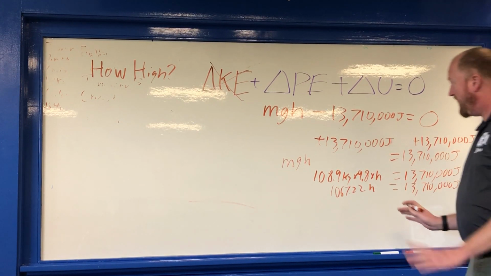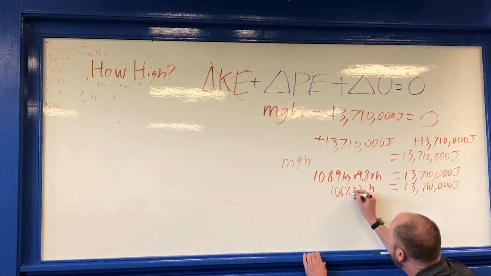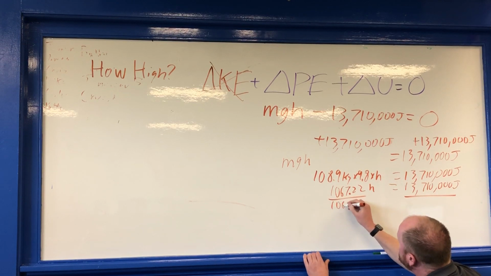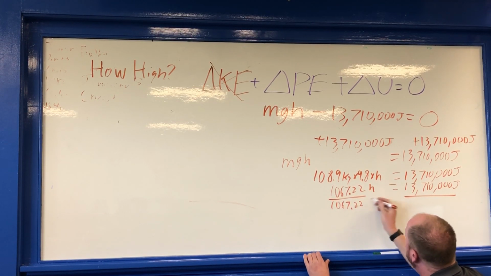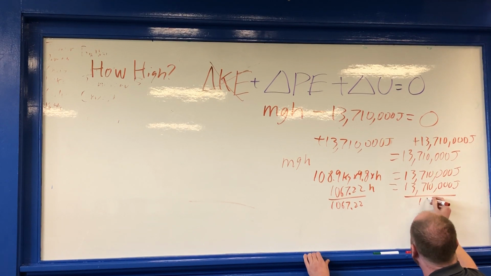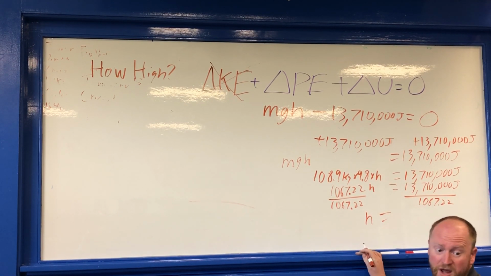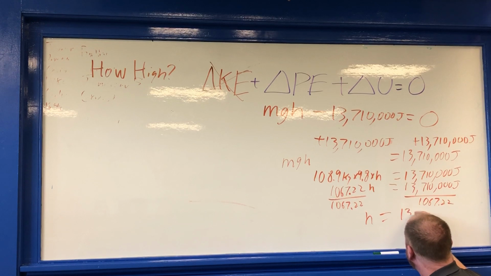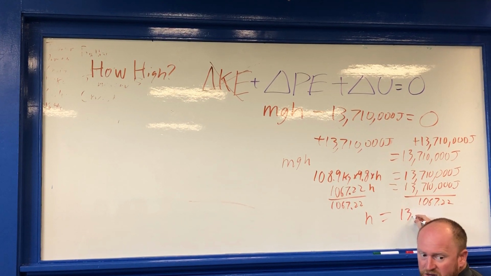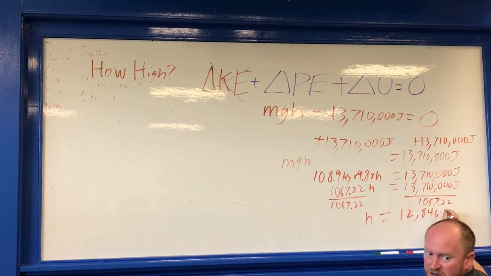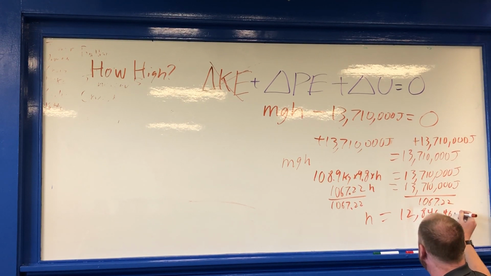H is equal to 13,710,000. And now I divide both sides. Make sure that decimal is clear. Divide both sides by 1,067.22. And what you end up with is your height. Now, in my case, the height comes in at 12,846.46 meters.